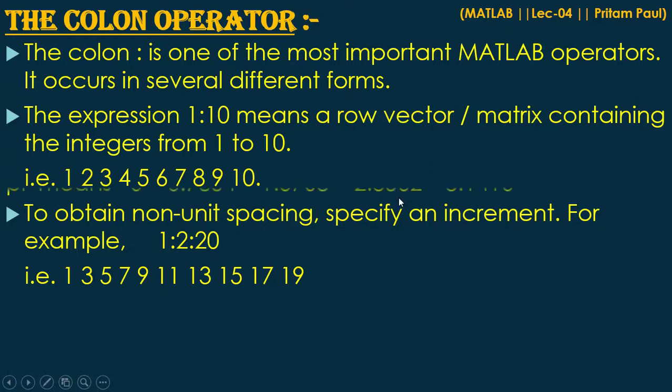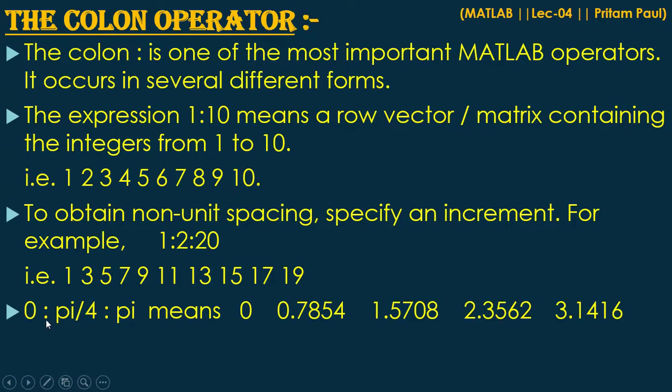Now the next example: 0:pi/4:pi. If you have not seen the previous videos, please go to those videos and come back here, because in those videos I have talked about this pi, what is pi and how it will be used in MATLAB. Now, 0:pi/4:pi means 0, pi/4, pi/2, 3pi/4, then pi, and these are the values. Directly the values have been printed out in the command window.